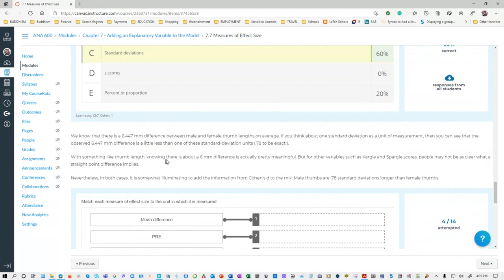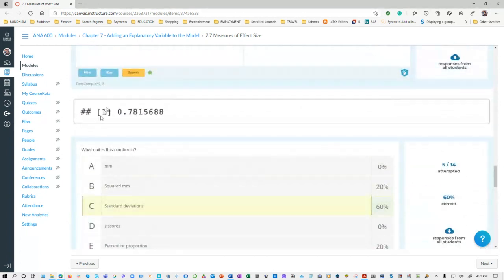With something like thumb length, knowing there is about a 6 millimeter difference is actually pretty meaningful, but for other variables it is not clear what the raw point difference implies. Nevertheless, in both cases it's somewhat illuminating to add the information from Cohen's d to the mix. Male thumbs are 0.78 standard deviations longer than female thumb length. That's how they do the physical interpretation of Cohen's d.